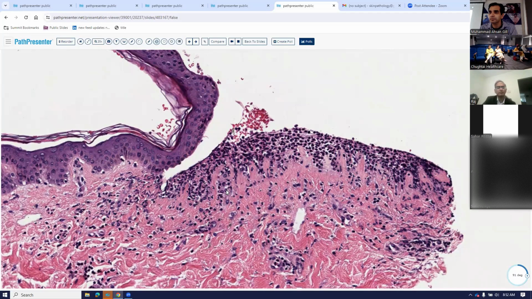So what is your diagnosis? This one is very classic for linear IgA vesiculobullous disorder. So subepidermal bulla with a ton of neutrophils, most likely diagnosis is going to be linear IgA vesiculobullous disorder. And if you do the immunofluorescence, you're going to see what the term says, linear IgA. So I'll see a linear IgA at the dermal epidermal junction.